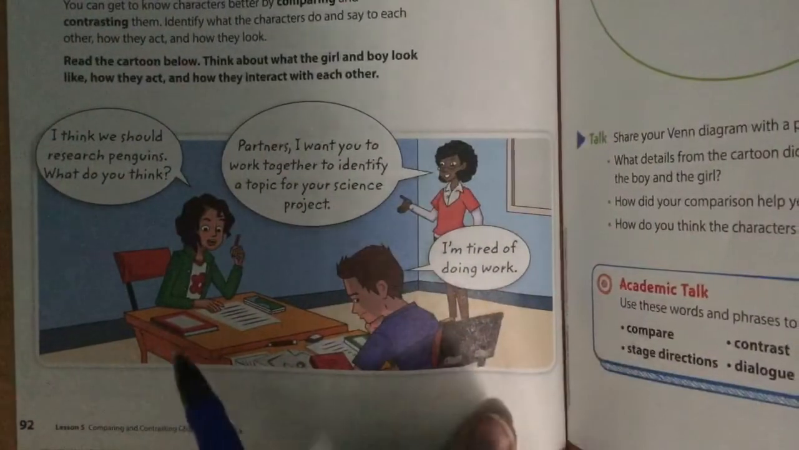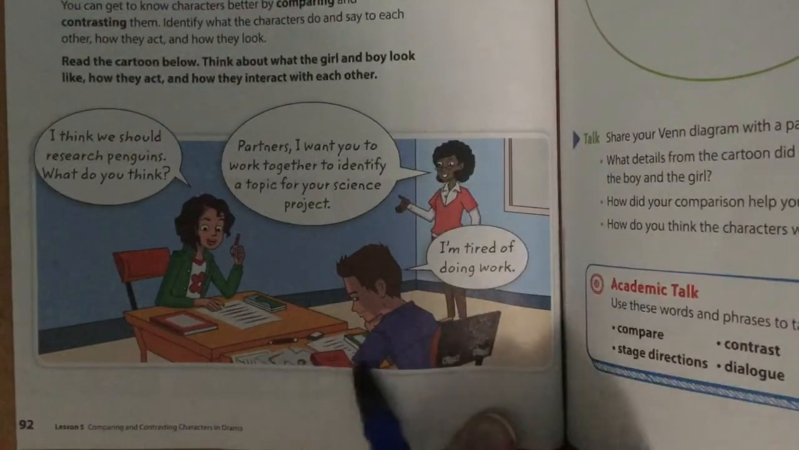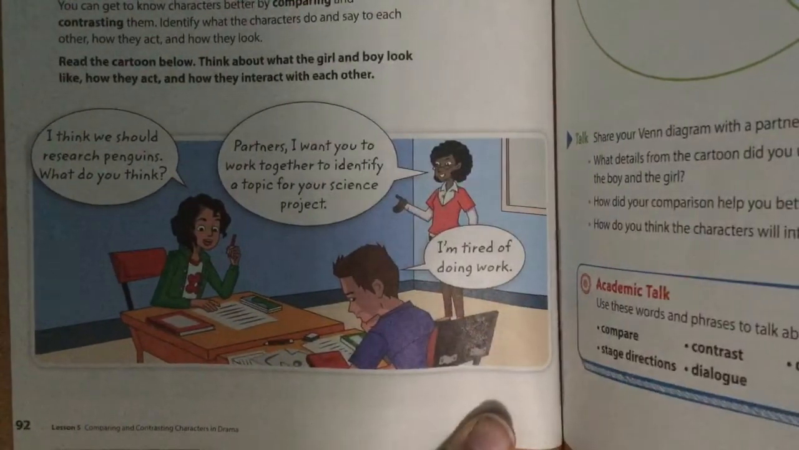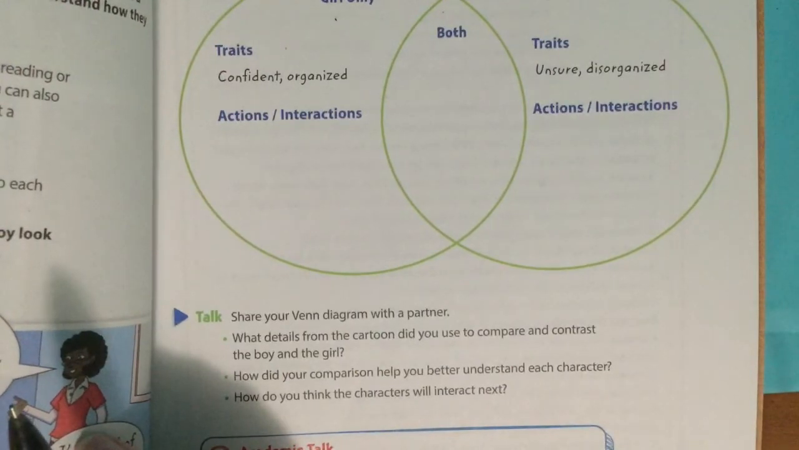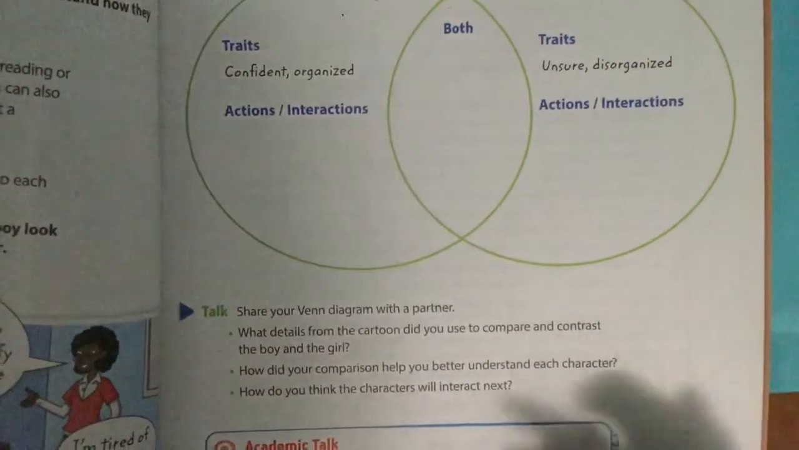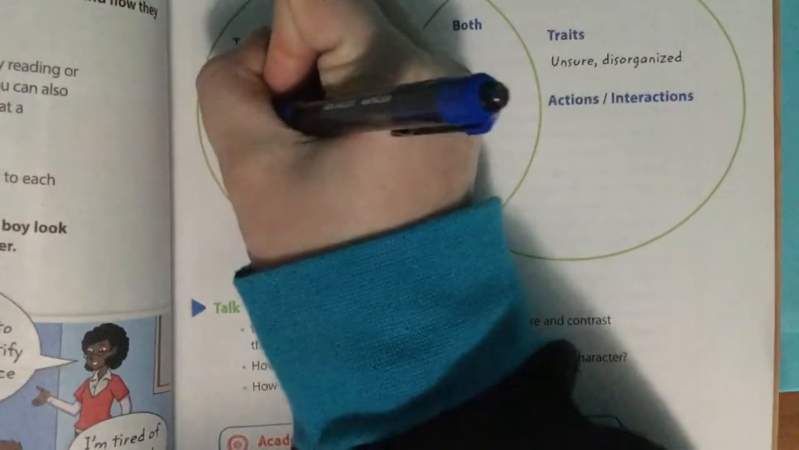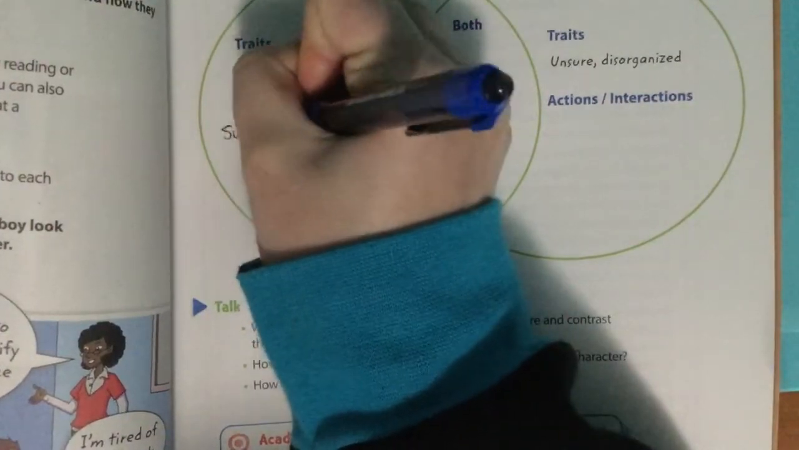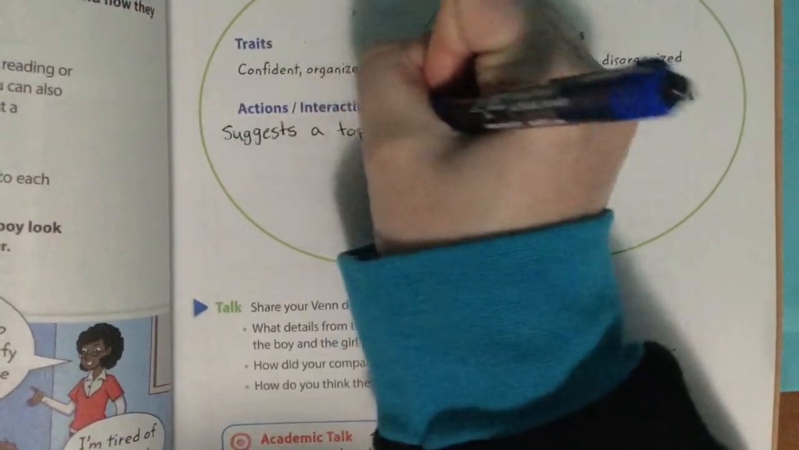They say that because if you look at the picture, the girl's stuff, she has a book here, paper, and another pamphlet here. The boy's stuff is kind of scattered all around his desk there. Okay, so let's look at their actions and their interactions. So the girl was doing what? Well, she suggested a topic. She said, I think we should research penguins. So we are going to say, this is one of her actions, suggests a topic. What else is she doing in this picture?